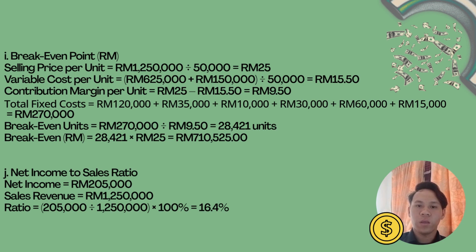Lastly, to find the break-even sales value, we multiply the break-even units by the selling price per unit. So 28,421 units times 25 ringgit, and we get 710,525 ringgit. That's the amount we need to achieve to cover all our costs. Now the final part, the net income to sales ratio. We simply take our net income of 205,000 ringgit, divide it by the total sales revenue of 1,250,000 ringgit, and multiply by 100 to get the percentage.